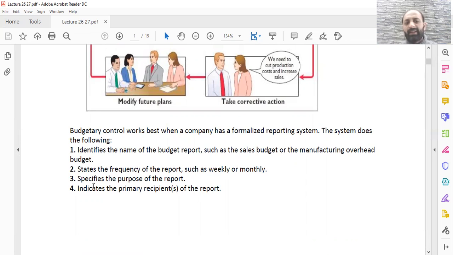Then you should specify the purpose of the report, and you should indicate the primary recipients of the report. For example, if you have a report which is related to the production department, then obviously you will expect that the production department manager should get a copy of that budget report. The manager should know what his performance is compared to the budgeted figures.